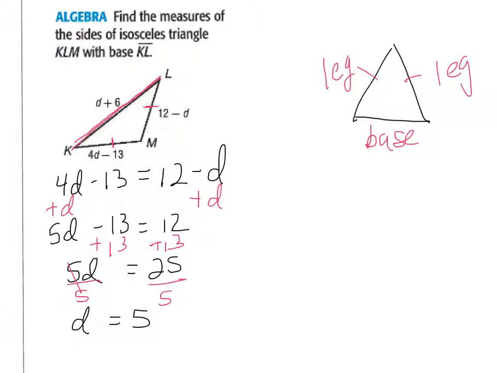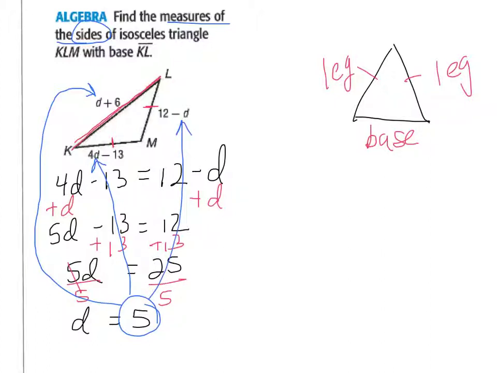Now, if this question asked me to find D, I would be done. But it doesn't. This question asked me to find the measures of the sides, which means I have to take this 5 and substitute it in for D on all three sides of my triangle. So, for side KL, that's equal to D, which is 5, plus 6. KL is equal to 11.